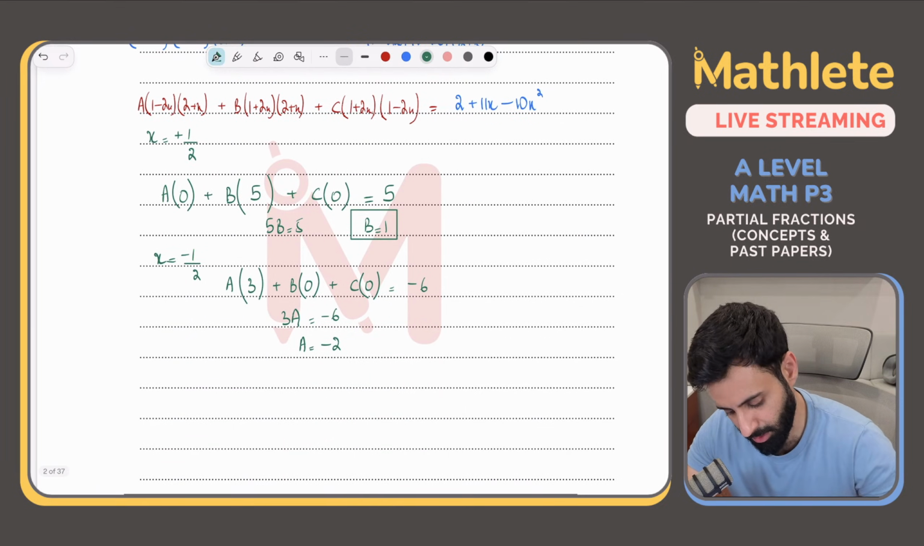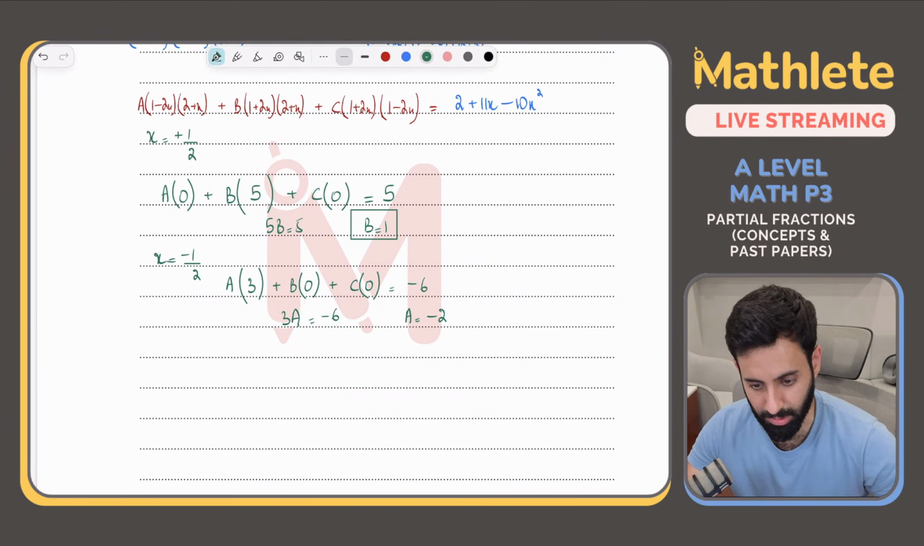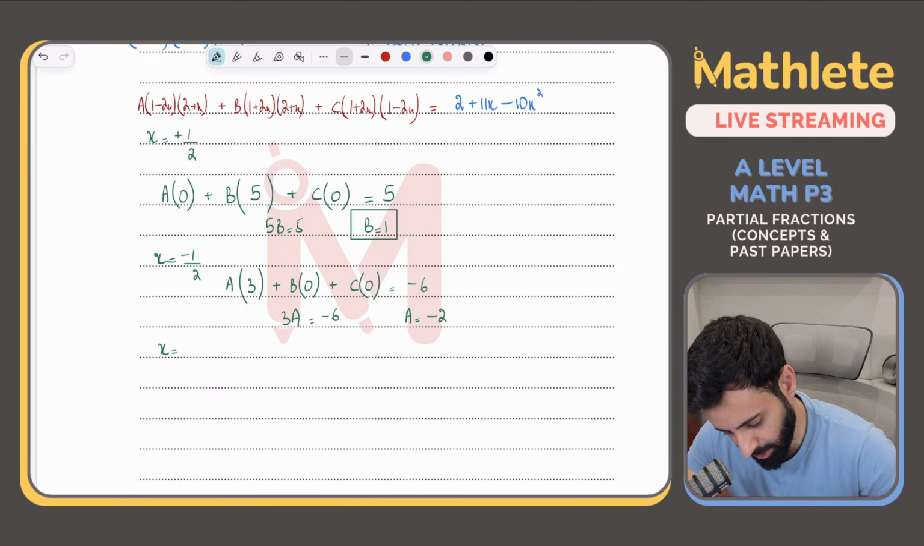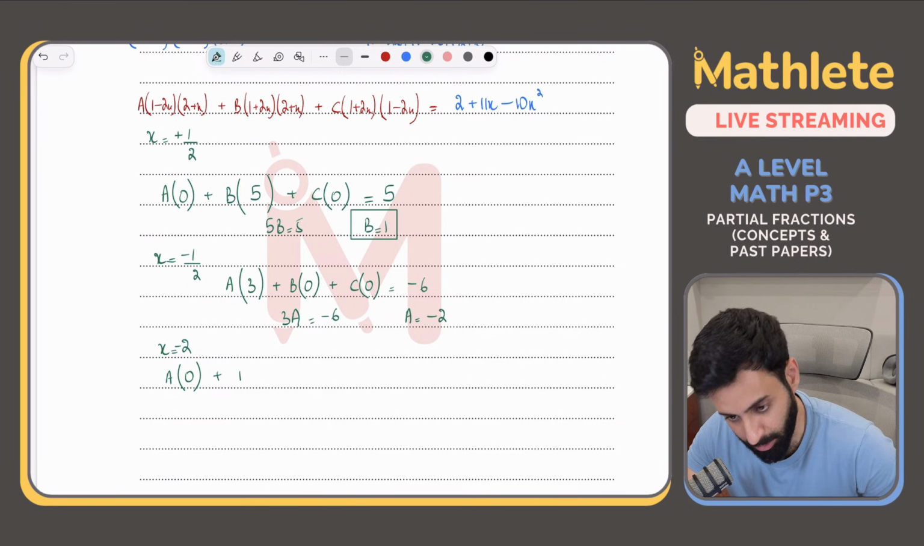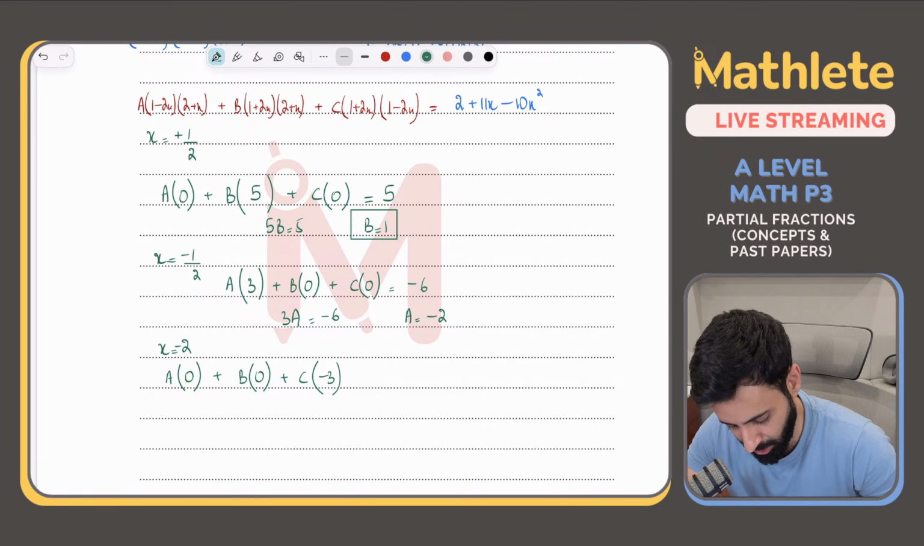ठीक है, a आ गया, b आ गया. Now it's time to find out c, and then we will express it in partial fractions. For c, the value that we're going to substitute is 2. So if you substitute 2, sorry, minus 2, a gets multiplied by 0, b also gets multiplied by 0, and let's see what happens to c. So c gets multiplied by 1 plus 2 into minus 2, that means 1 minus 4, that's minus 3, and then 1 minus 2 into minus 2, so that's 1 plus 4, which is equal to 5.